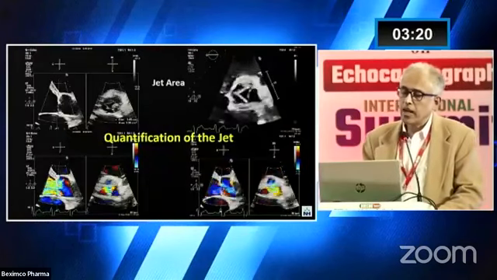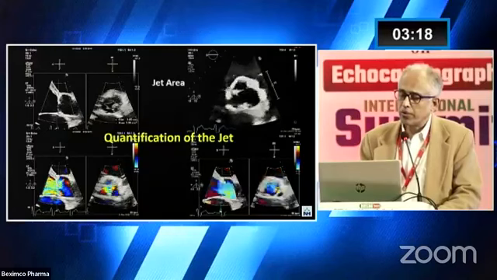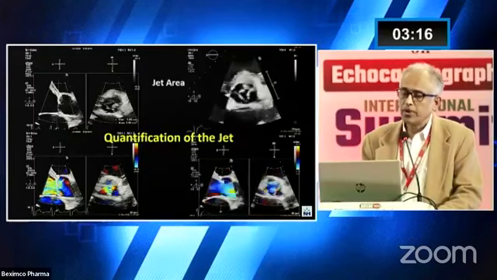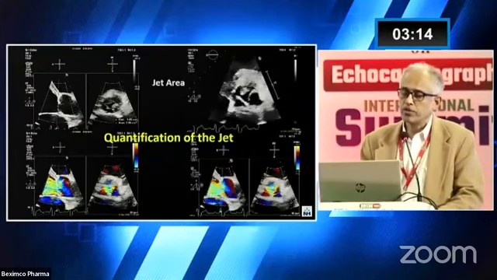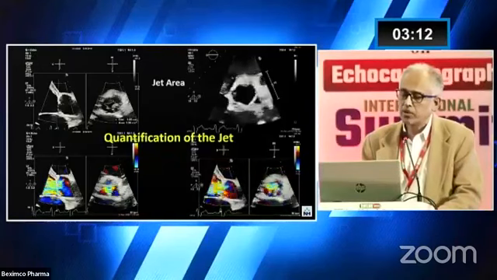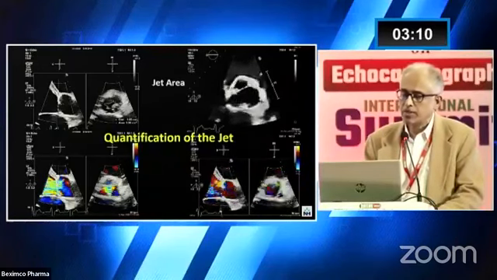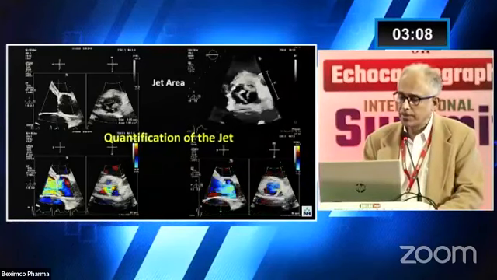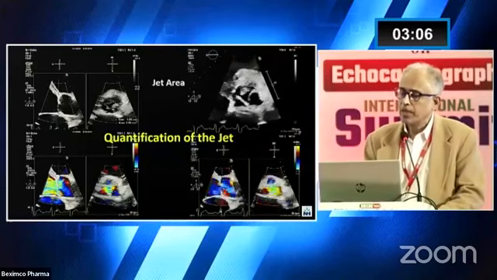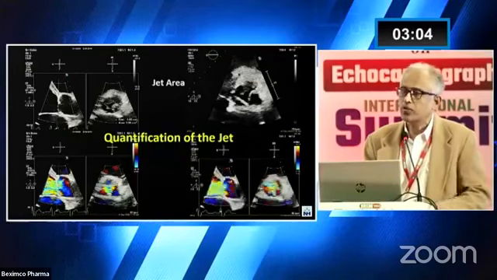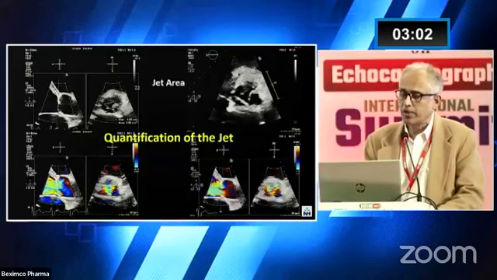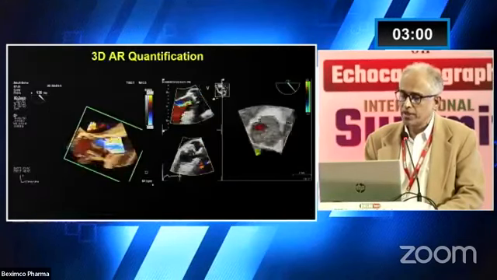And then the other part is looking at the quantification in terms of jet area. With the 3D probe, if you have a good view, you can simultaneously look at the long axis as well as the short axis, and you can get the jet area very nicely. So you can see that there's a very large effective regurgitant orifice area. And to some extent, this itself is enough to tell you that it's quite a big jet here.